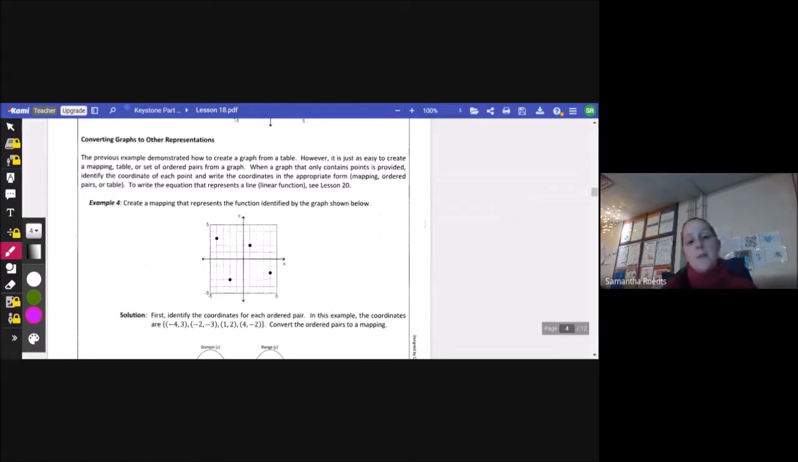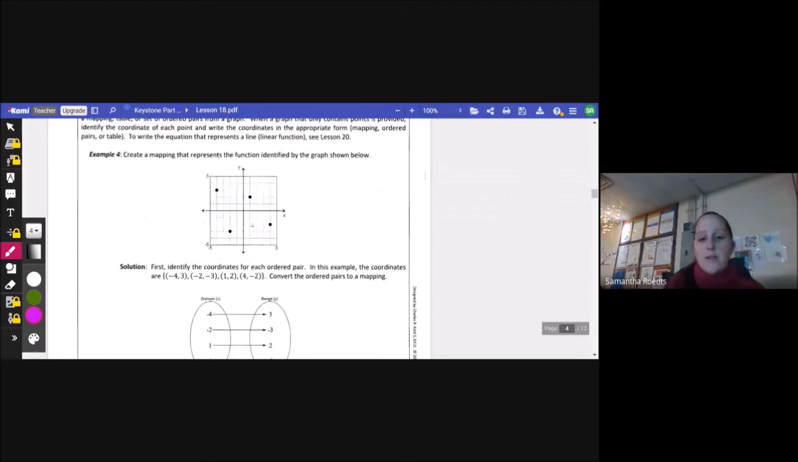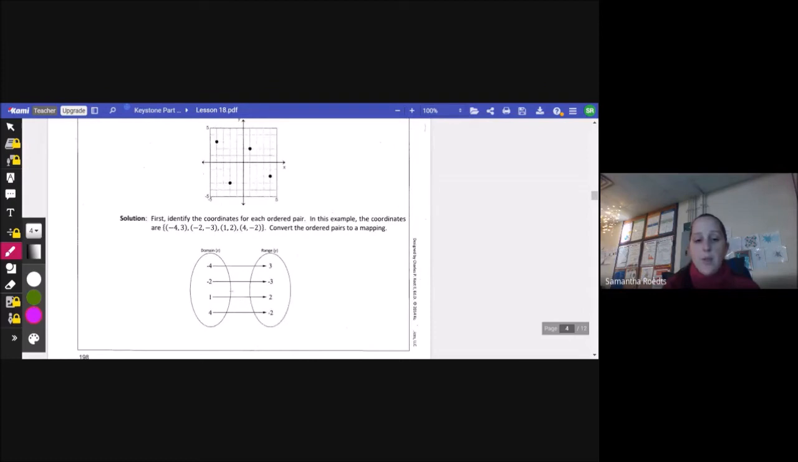Okay. So example 4, create a mapping that represents the function identified by the graph shown below. So first identify the coordinates of each point. In this example, the coordinates are (-4, 3), (-2, -3), (1, 2), and (4, -2). Convert the ordered pairs into a mapping. So -4 to 3, -2 to -3, 1 to 2, and 4 to -2.